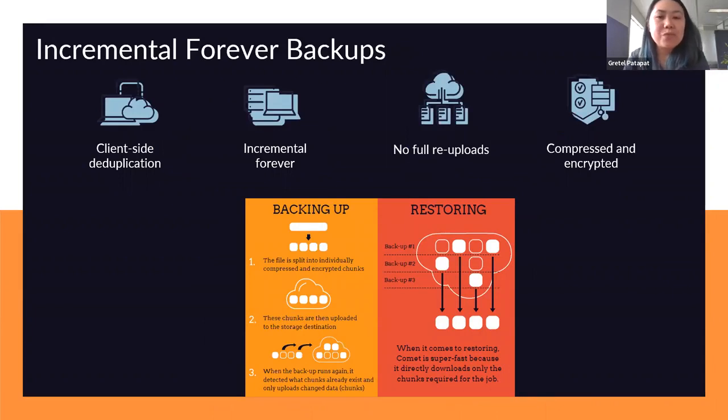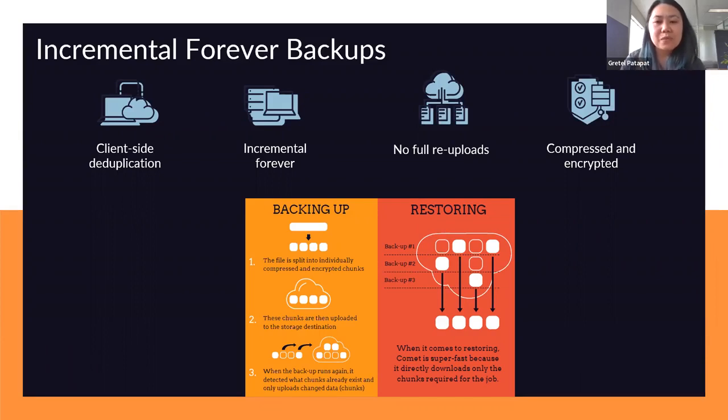So, more on the technology benefits with Comet. The deduplication is client side. These are the technology benefits that really set us apart in the industry. Backups are deduplicated, and so they're really fast. It's incremental forever, so you don't need to do a full re-upload. Only the first backup needs to be fully uploaded. The following backups are all incremental, and data is always compressed and encrypted. It's always encrypted on backup, in transit, and at rest. The only time that it's not encrypted is upon restore.